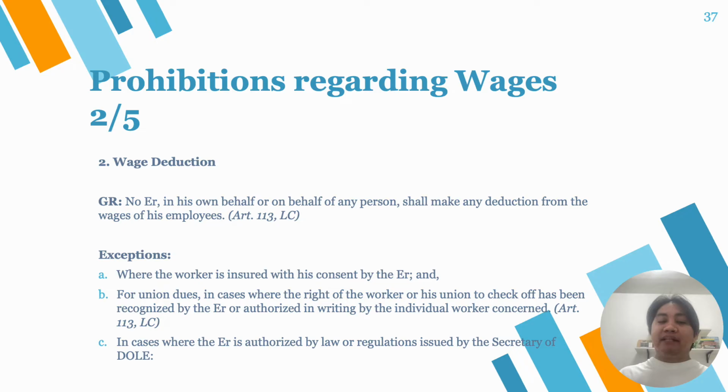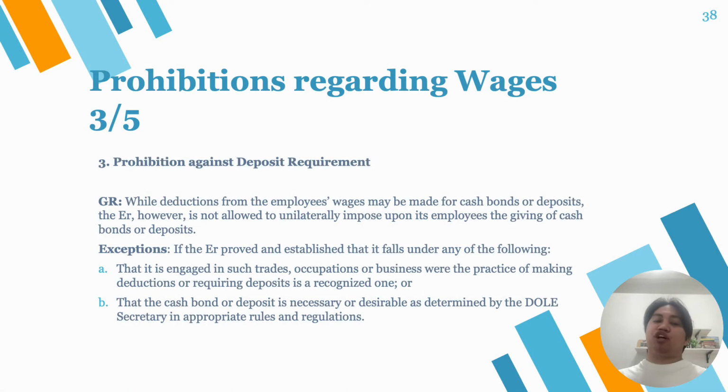And then third will be in cases where the employer is authorized by law or regulations. So what are the authorizations by law or regulations that allow the employer to deduct from the salaries of the employees? SSS, Pag-ibig, PhilHealth, and withholding taxes on compensation. Those are deductions from the salaries. They are contrary to the general rule, but they are exemptions that are allowed. So they are valid wage or salary deductions.